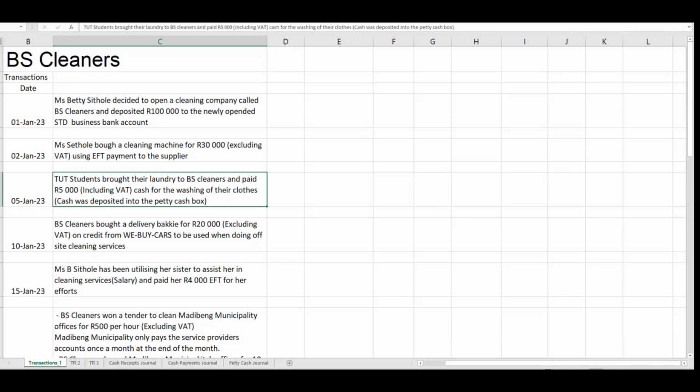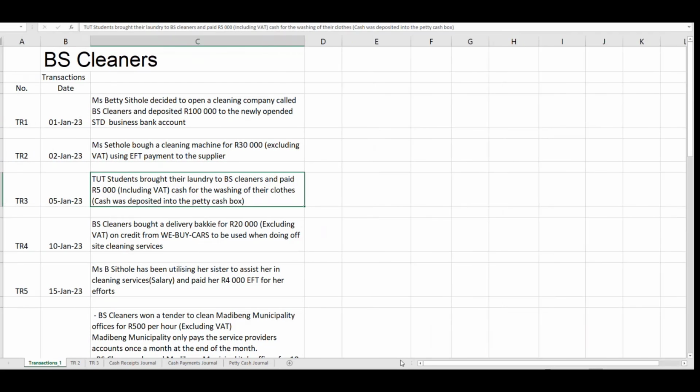Number 2. Transaction number 3, it says TUT students brought their laundry to BS Cleaners and paid 5,000 rands, including VAT, cash for the washing machine. I mean, for the washing of their clothes. And this money was deposited into the petty cash box. Who wants to tell us: cash receipts journal, cash payments journal, or the petty cash journal? Raise up your hand and tell us which one and why.